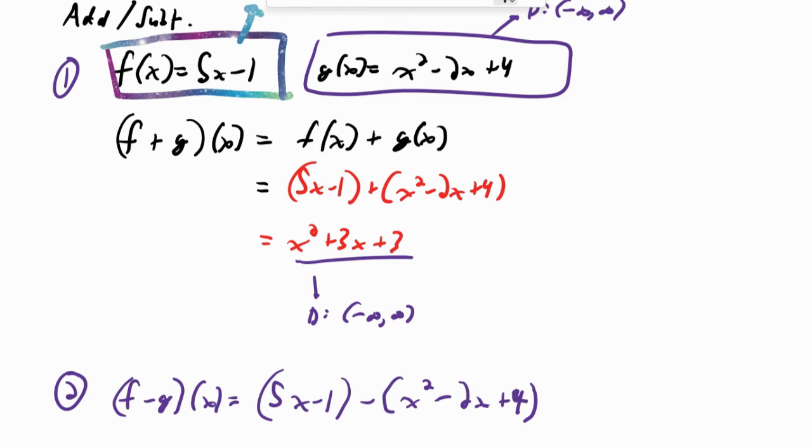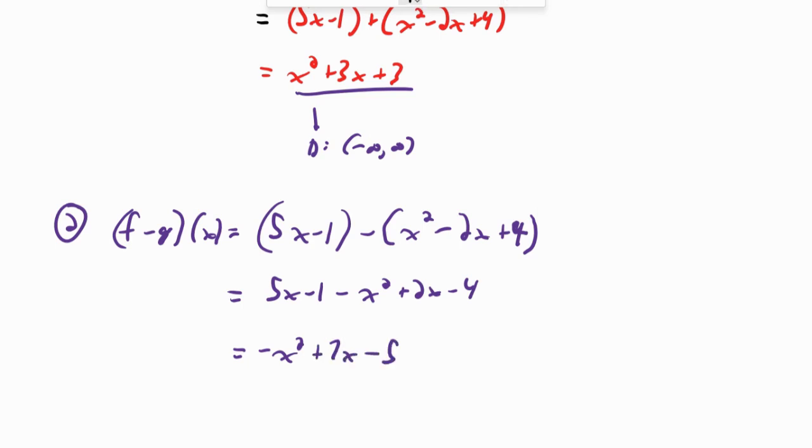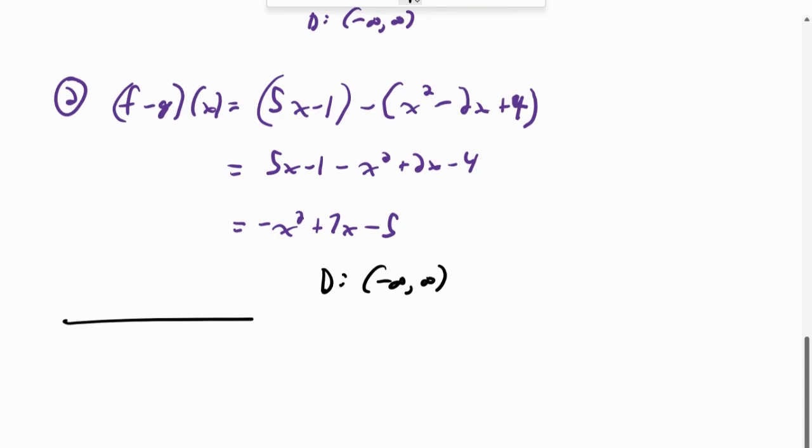So you need to be careful of the distributive property. Write it out first. I would encourage you very strongly to write the whole thing out, and then to end up with negative x squared plus 7x minus 5. And if I look at the domain of this, it is also negative infinity to infinity. So watch the distributive property when doing this. That is adding and subtracting.